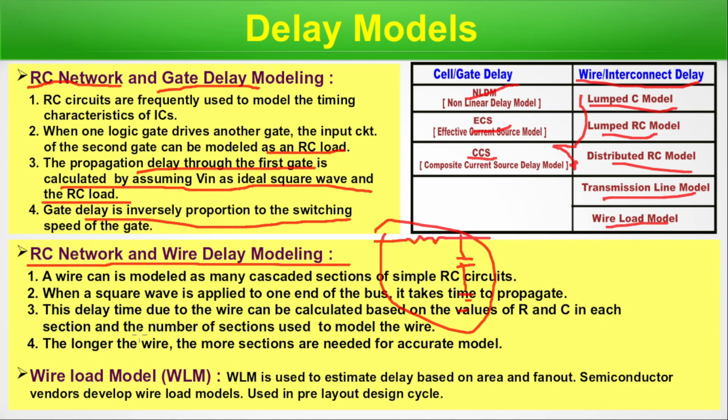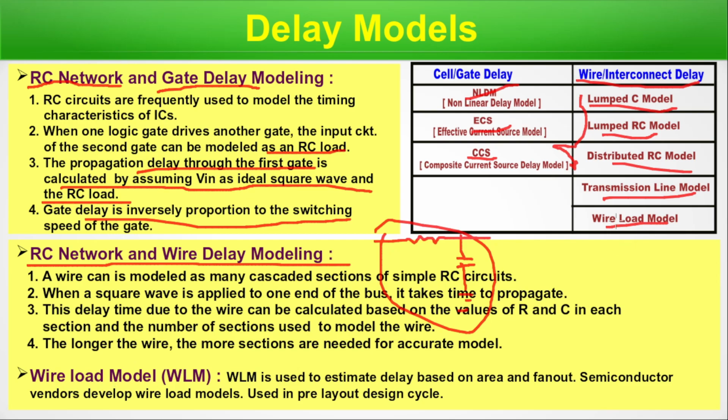This is the basic process, and the number of sections used to model the wire matters. If the number of such basic RC sections is more, the result will be a bigger number. So delay will be more. The longer the wire, the more sections are needed for an accurate model.